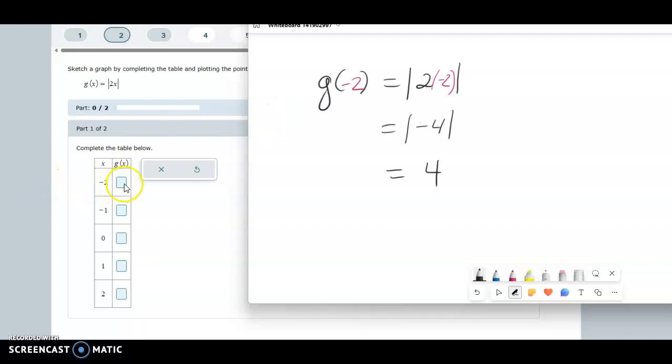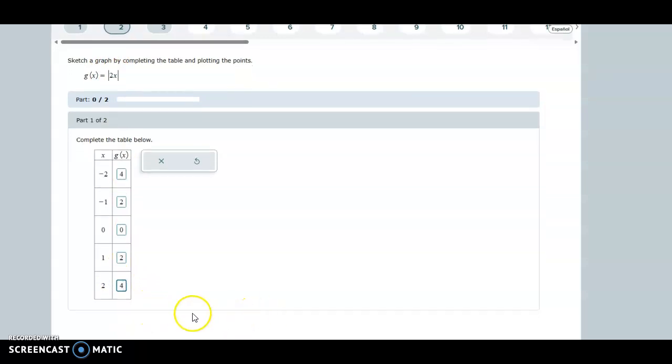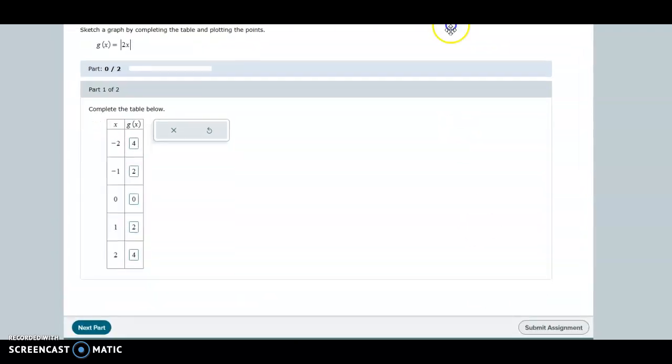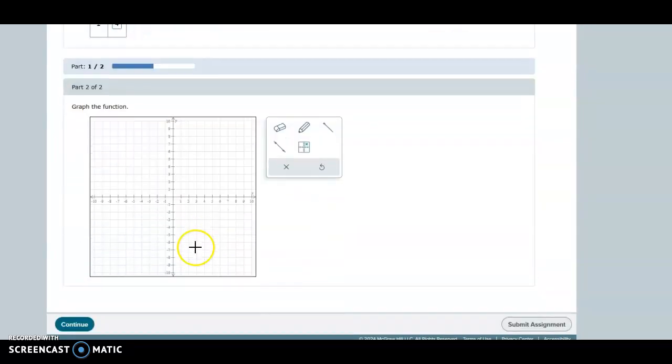Then I'm going to go over here and fill this in for every number that we see here. Our input's changing, so then I'm going to put in 1 times 2, and then take the absolute value, and I'll fill in that 2. I will fill this chart in, and then I'm going to hit next part. At the bottom of the page it says next part, and then it'll give me the second part.